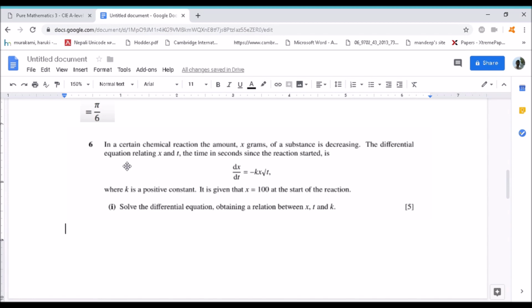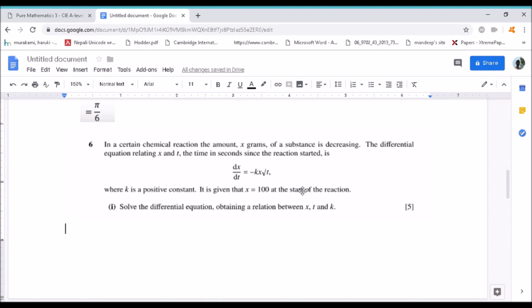So let's read. In a certain chemical reaction, the amount x grams of a substance is decreasing. The differential equation relating x and t, the time in seconds since the reaction started, is dx divided by dt equals minus kx root t, where k is a positive constant. It is given that x equals 100 at the start of the reaction. Solve the differential equation obtaining a relation between x, t, and k.